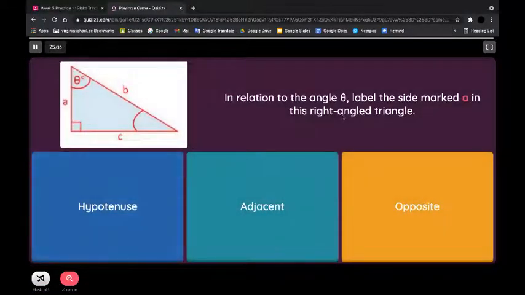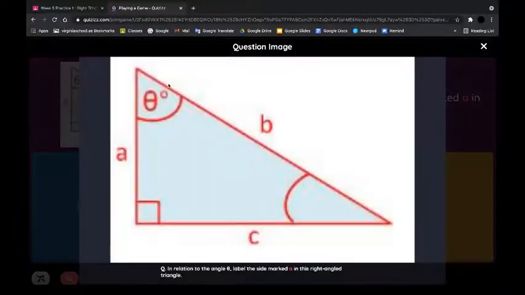In relation to the angle theta, label the side marked A in this right angle triangle. So this is our angle theta and this is the side A and this is the adjacent because it falls right across from angle theta.